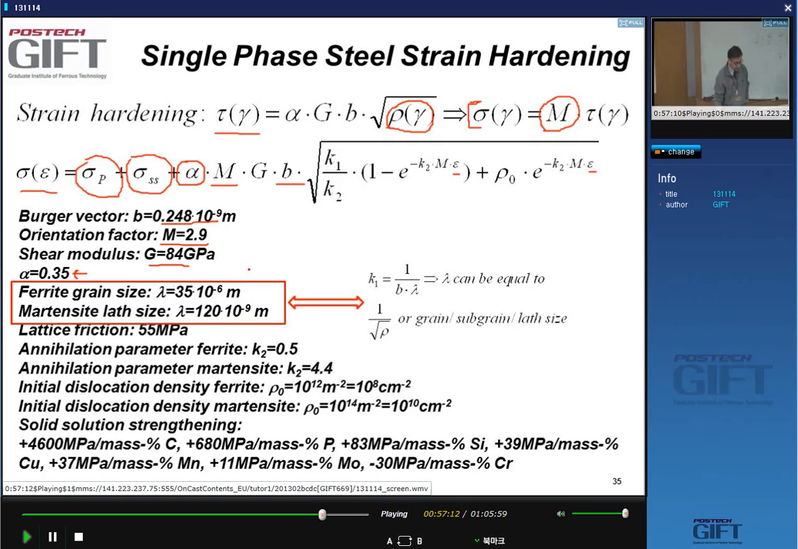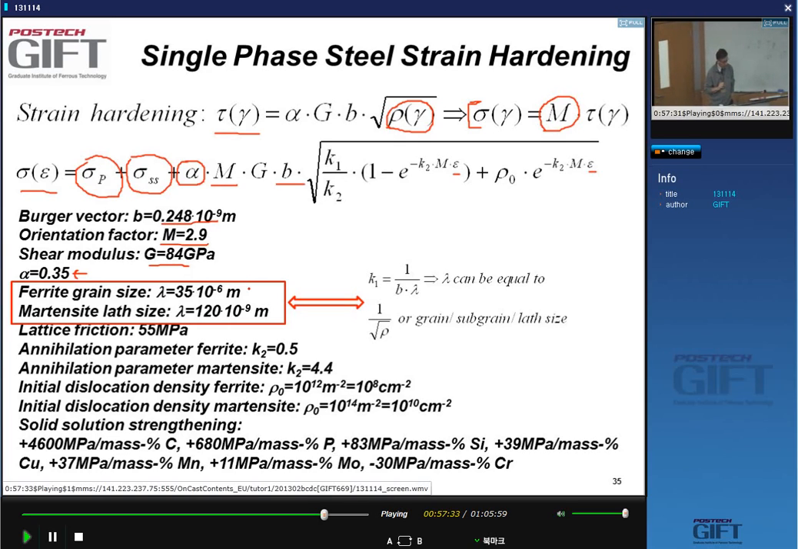Okay, and then we will use this equation to do two things. We'll make a stress strain curve for ferrite, single phase ferrite, and for martensite.